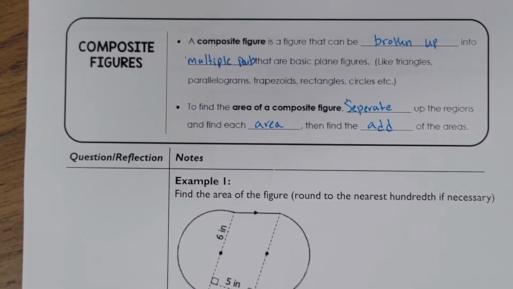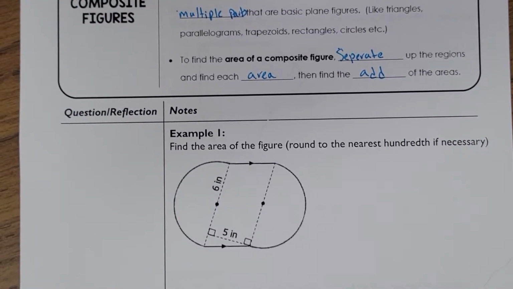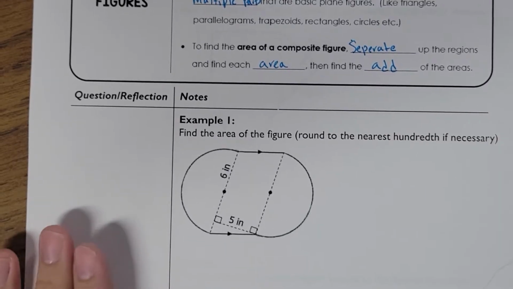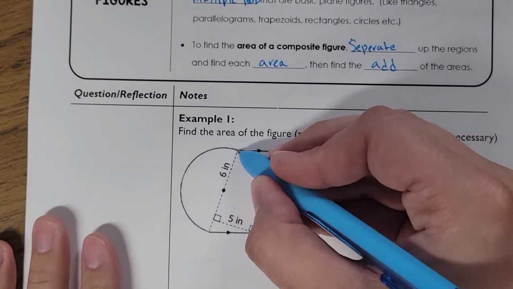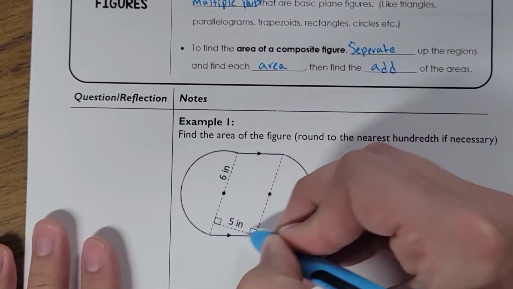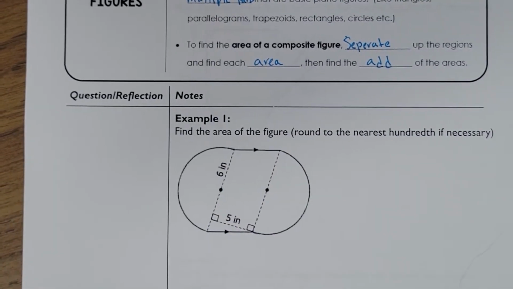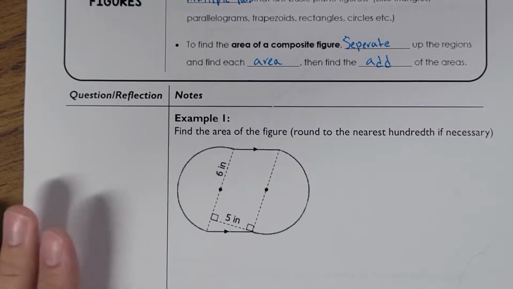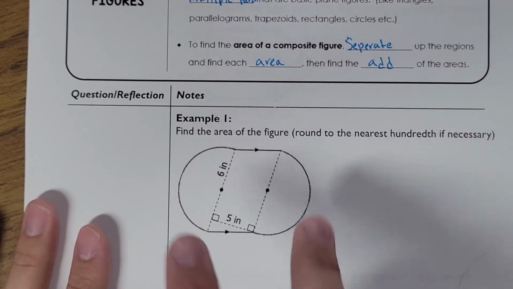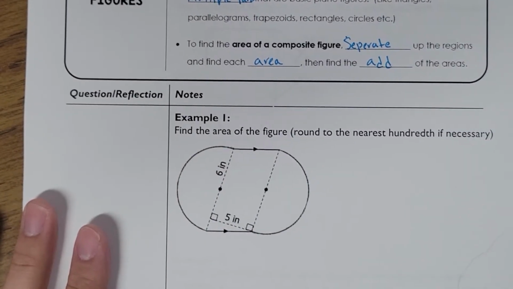So taking a look at this first problem, you can see example 1. We've got to find the area of this figure, and it looks like they've already separated it for us. It looks like right here in the middle, I've got a parallelogram. And then on the outside, I've got two semicircles. So together they make one circle. So I need to find the area of the parallelogram and find the area of the circle.